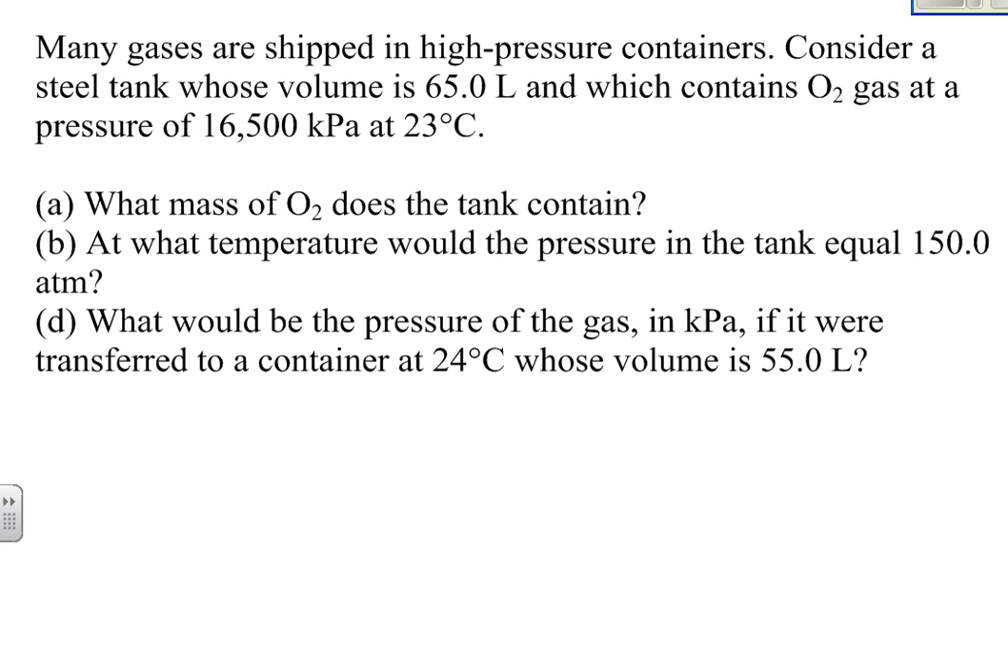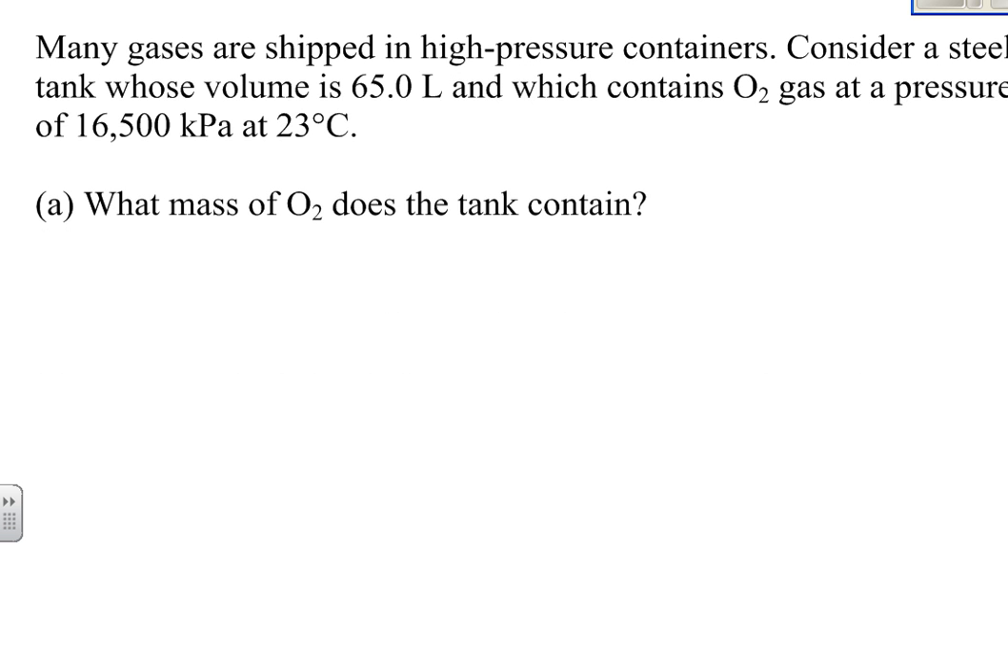For right now, what we want to do is focus in on how we solve problems using PV equals nRT. So there's two advantages to using PV equals nRT. The first one will get demonstrated in part A of this question, the second one in part B. So first we have many gases are shipped in high pressure containers. Consider a steel tank whose volume is 65.0 liters, which contains hydrogen or oxygen gas at a pressure of 16,500 kilopascals at 23 degrees Celsius. So what mass of O2 does the tank contain? So let's focus in on just that first part. What mass of O2 does the tank contain?